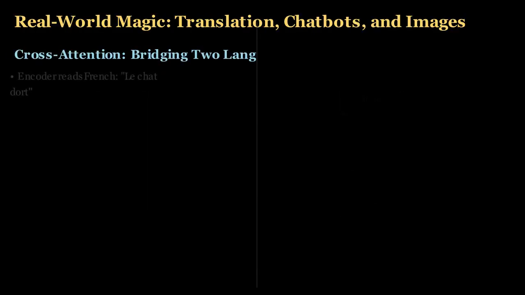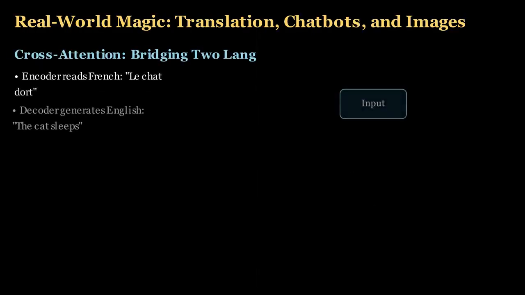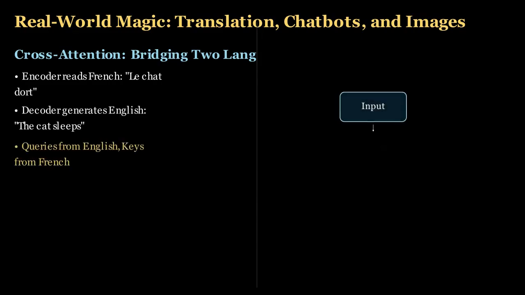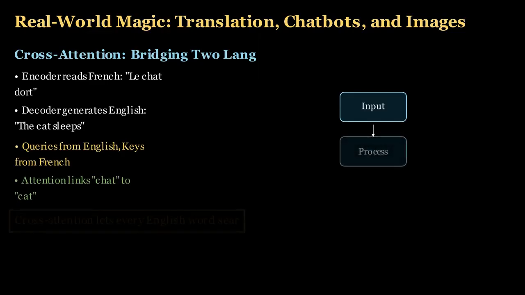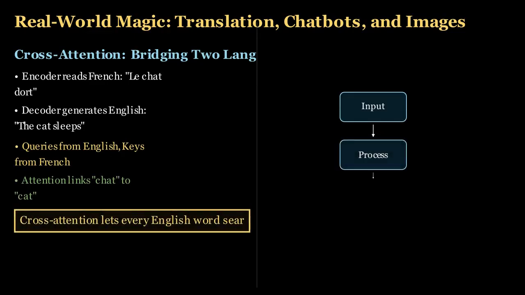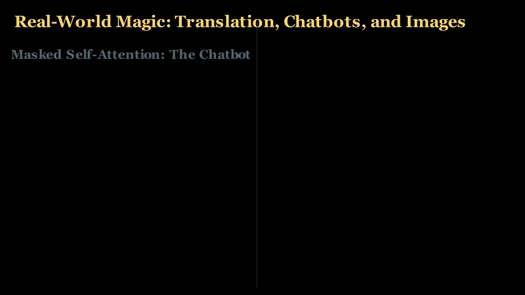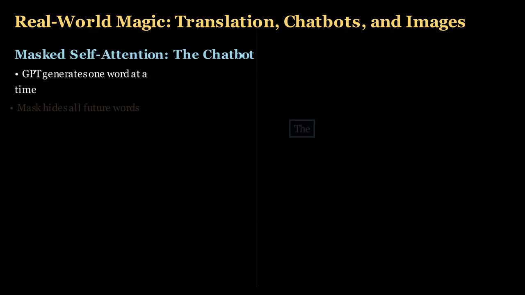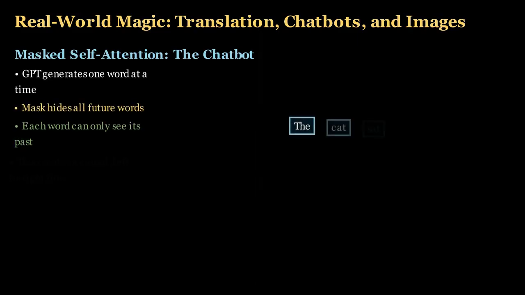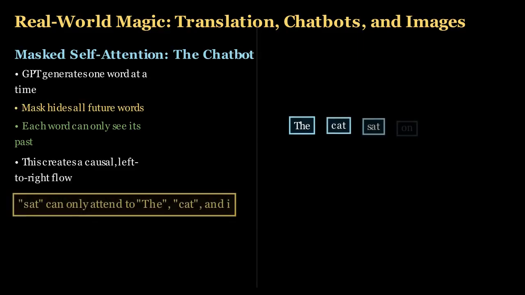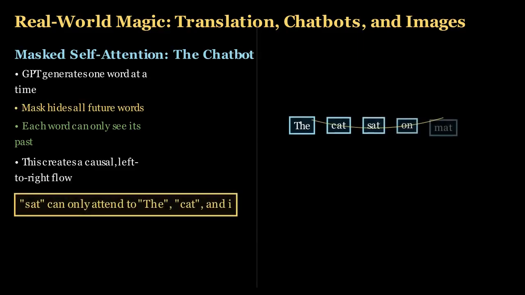We just built a single transformer block. Now, for translation, we use two stacks. The encoder reads the French sentence. The decoder's queries look back at the encoder's keys, creating a cross-lingual bridge. A chatbot like GPT uses the masked self-attention we just learned. When predicting the next word, the mask ensures it never peeks at the answer, forcing it to learn from context alone.